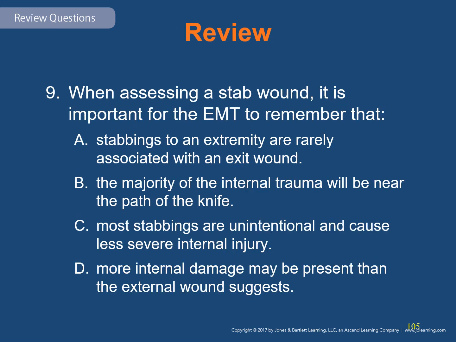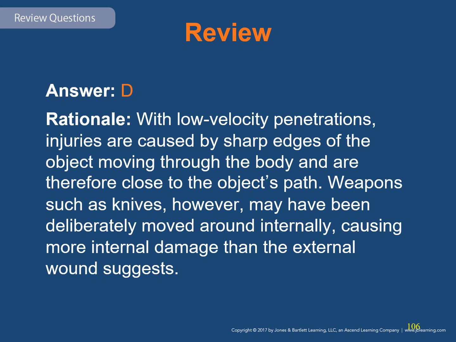Review question 9. When assessing a stab wound, it is important for the EMT to remember that A. Stabbings to an extremity are rarely associated with an exit wound. B. The majority of internal trauma will be near the path of the knife. C. Most stabbings are unintentional and can cause less severe internal injury. Answer D. More internal damage may be present than the external wound suggests. The correct answer is D.